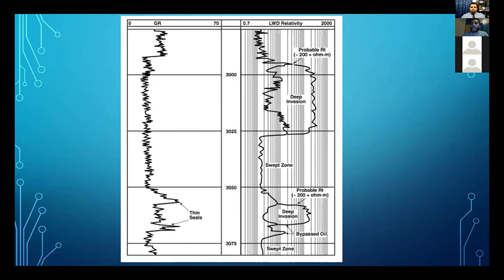So this deep invasion at 3000 to 3050 can be missed, missing millions of barrels by just not measuring the right resistivity. That's why the invasion correction charts are now becoming available to address this issue. So we avoided missing millions of barrels by just, what can I say, logging while drilling.